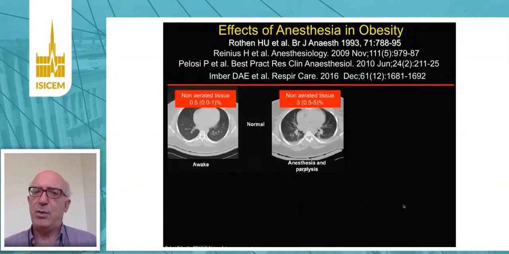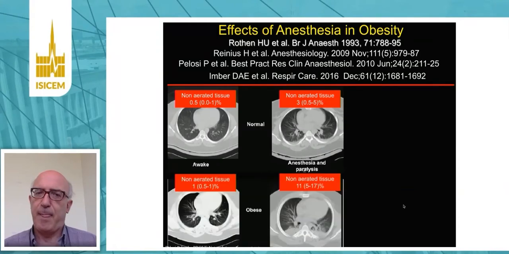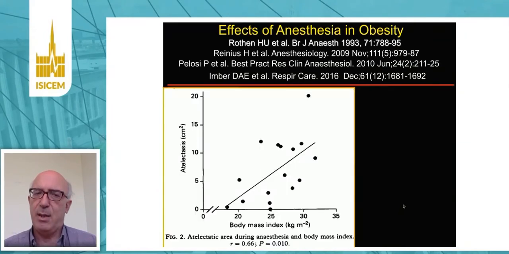What happens in obese patients during anesthesia and paralysis? In normal patients, anesthesia and paralysis is associated with a reduction in lung volume, with an amount of non-aerated tissue around 3%. In obese patients, the induction of anesthesia is associated with a major decrease in lung volume, with an increase in non-aerated tissue of an average 11%, ranging from 5 to 17%. And this is associated with major changes in oxygenation and compliance.